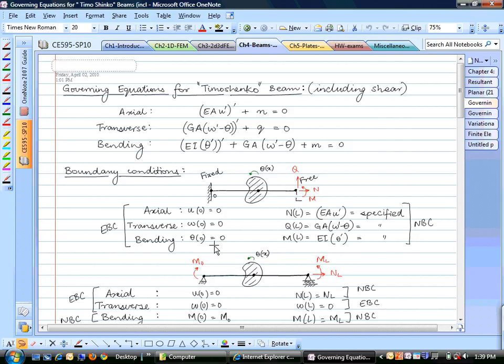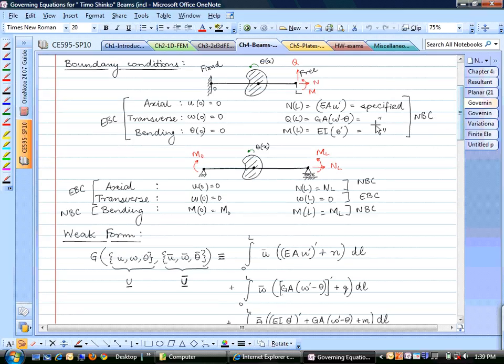So we went over these boundary conditions. These are essential boundary conditions for a fixed-free, a cantilever beam. These are natural boundary conditions, where we are just saying that the axial load, the transverse load, and the moment at the point L need to be specified. Similarly, for simply supported, part of the degrees of freedom are essential, part of them are natural.